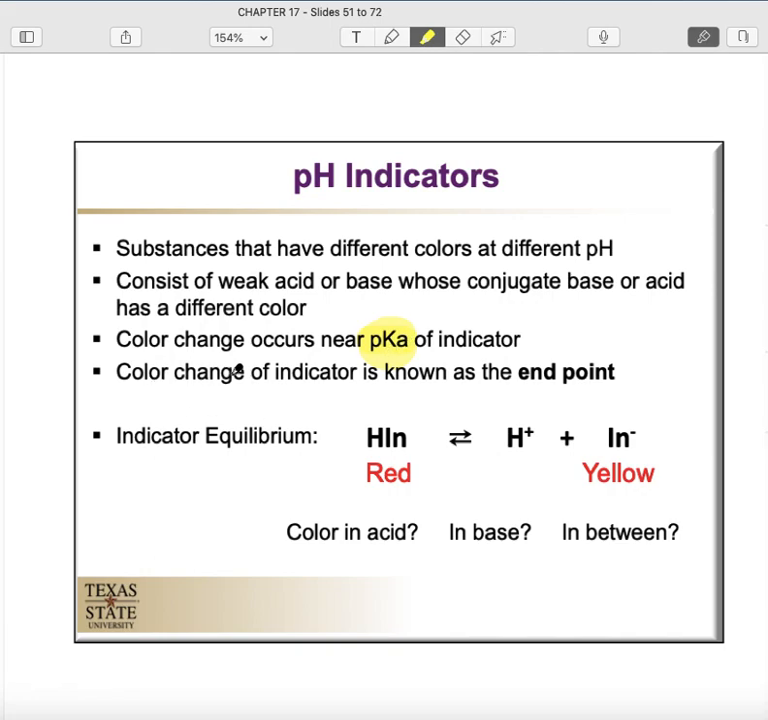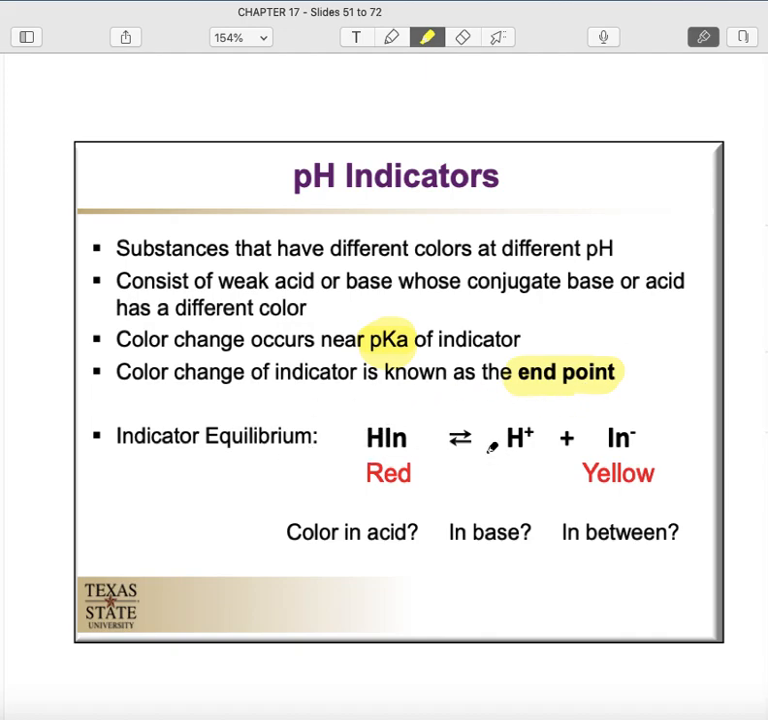Now, the color change of the indicator is known as the endpoint of the titration, and that is something that is important to know. As I mentioned before, that endpoint is related to the equivalence point, but they're not necessarily exactly the same. They are close to each other if you select the pH indicator correctly.